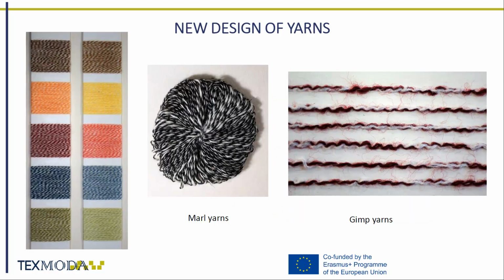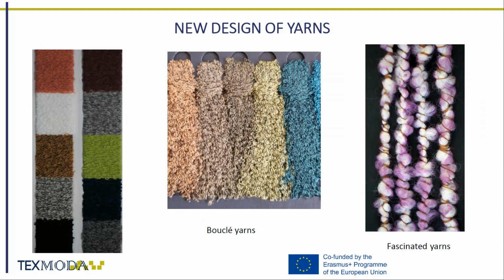Let's start from the fancy yarns with evenly distributed effects. Very popular and widely used fancy yarns with evenly spread effects are marl, spiral, and gimp yarns. Boucle, fascinate, and chenille yarns from the same group are with even more interesting effects.